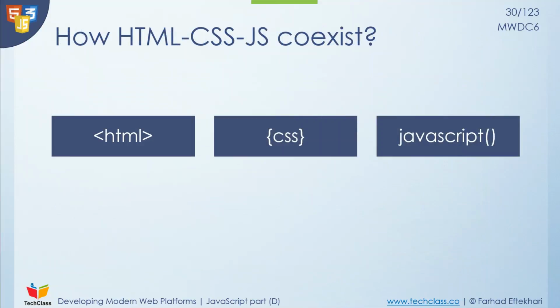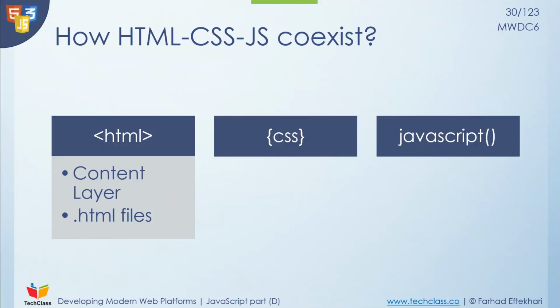And now let's see how HTML, CSS, and JavaScript coexist together. So we have HTML, CSS, and JavaScript. HTML, as you got to understand in the HTML part of the course, is the content layer of the page. And extensions are also .html or .htm.